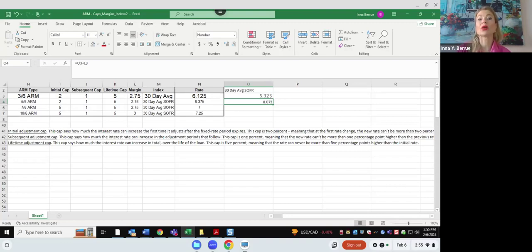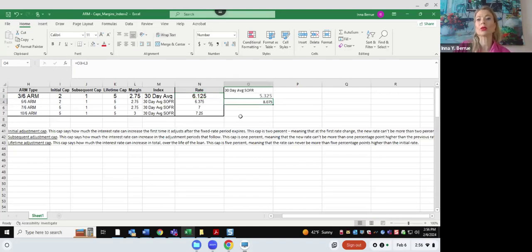Lifetime cap means this is in totality of all the changes. Again, starting with the rate of 6 1/8, your rate on this mortgage during its lifetime cannot be higher than 11 1/8. Why do I say 11 1/8? Because 5 is the max increase. So 11 1/8 is the highest the rate can be on this product. So that's how the caps work. Initial one is max for the first time, subsequent is max each time thereafter, and the lifetime cap is in totality what's the highest it can ever be, and it cannot be higher than that at any point.